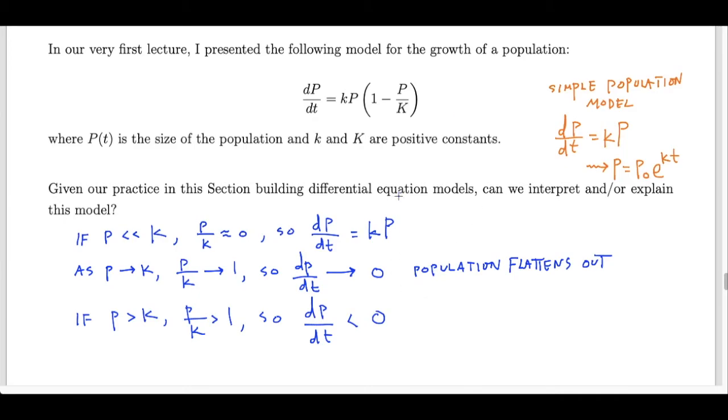So these types of properties might be the types of properties that would be given in a verbal description of this situation, and then our goal would be to translate those into a differential equation. Here we flipped the process. We started with the differential equation and we tried to glean those properties based on interpreting that differential equation.